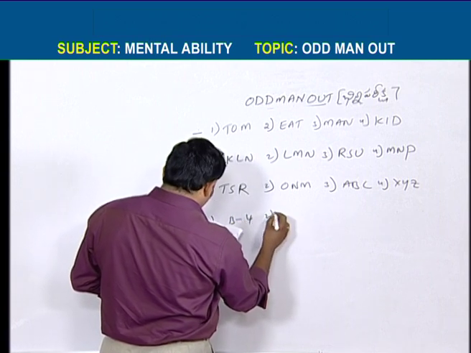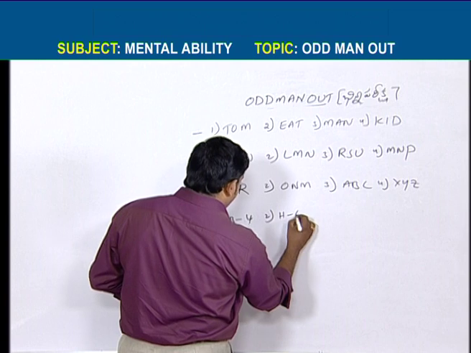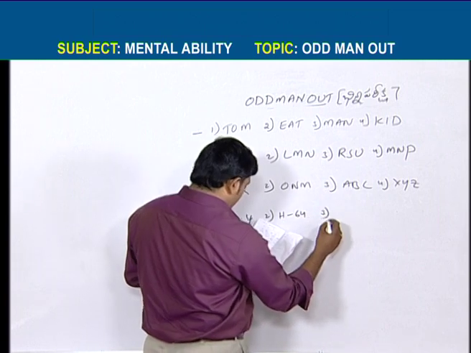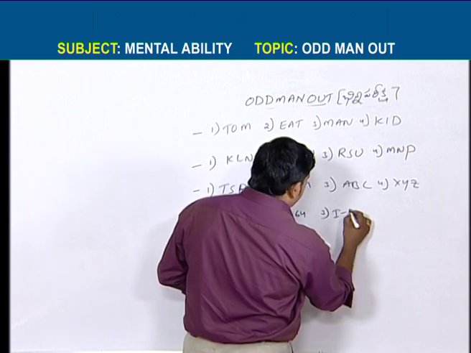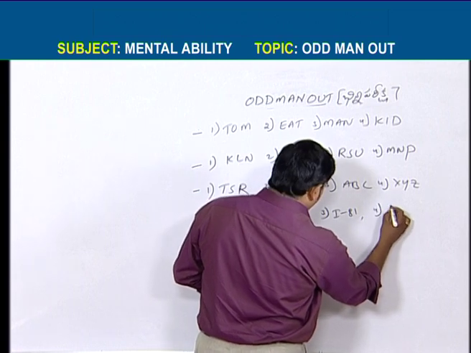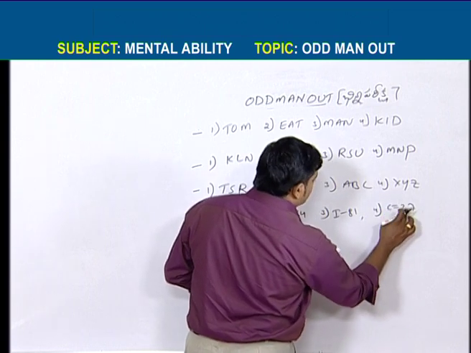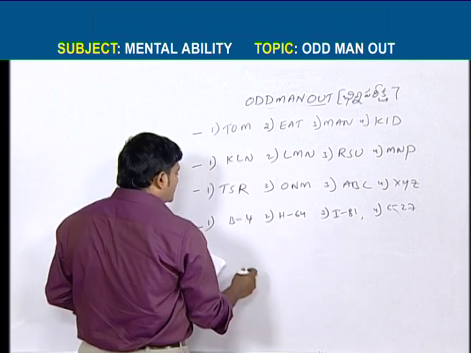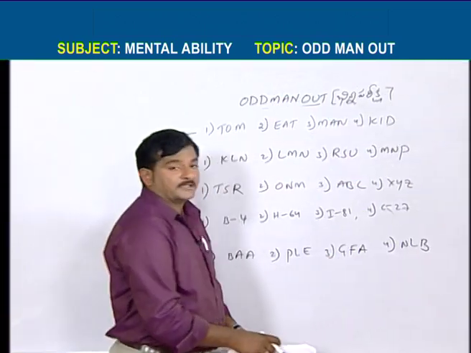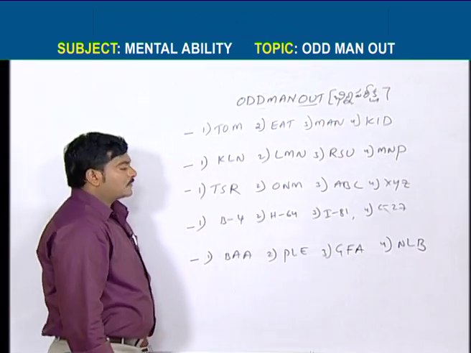B-4. Second option. H-64. Third option. I-81. Fourth option. C-27. C-27. Fourth option is the answer. Okay, just focus on this.